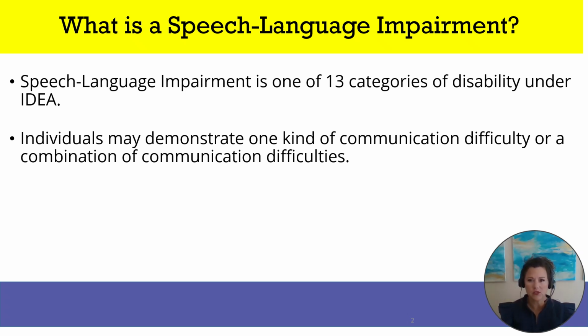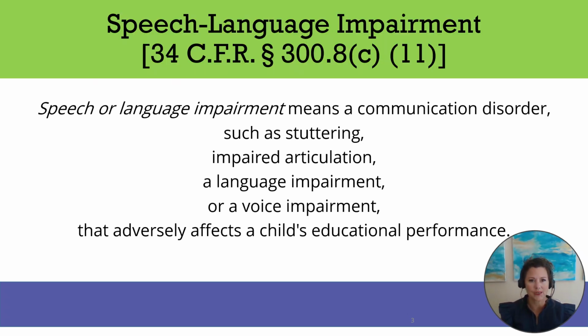Well, according to IDEA, there are 13 categories of disability. Speech language impairment is one of them, similar to autism, specific learning disability, and other health impairment. However, a disability in the area of speech and language refers specifically to a communication disorder. So a student could have one kind of communication difficulty or a combination of difficulties. This is the federal definition.